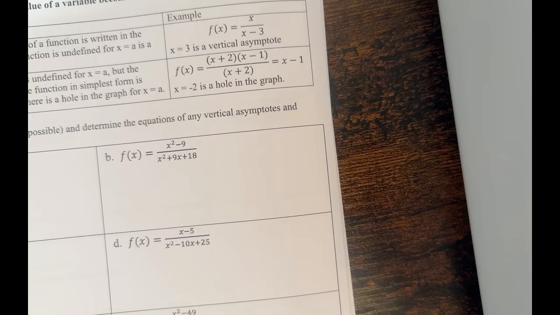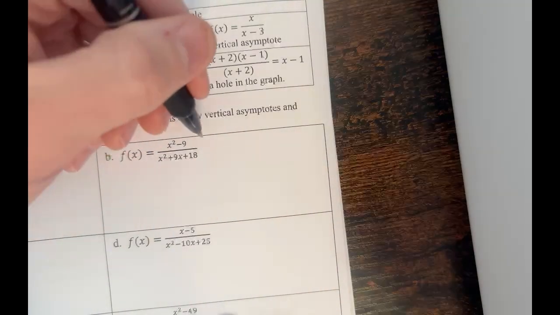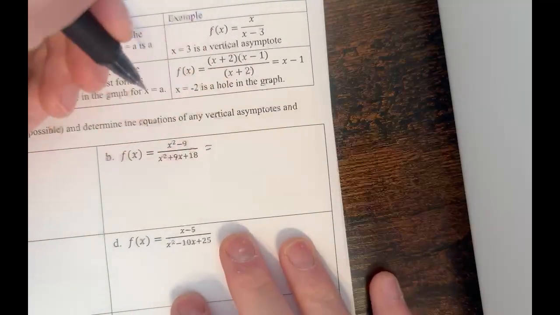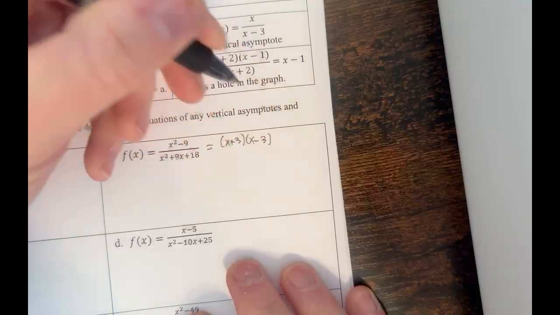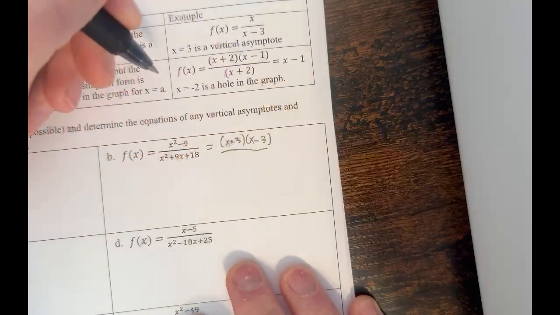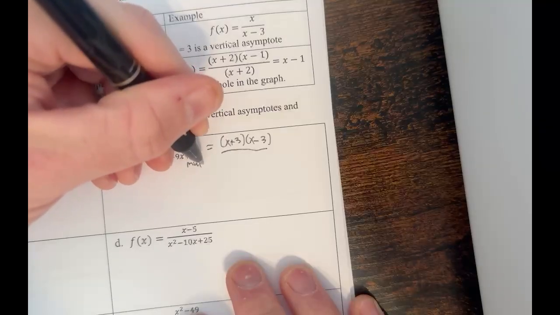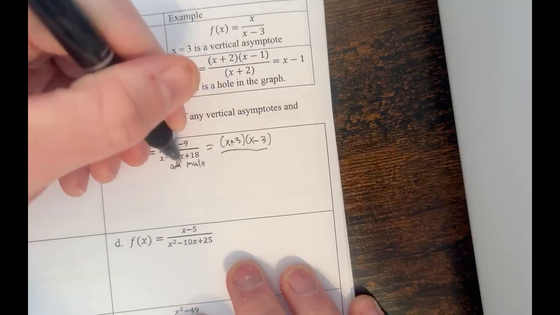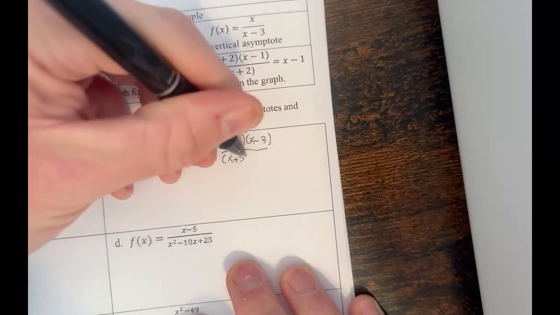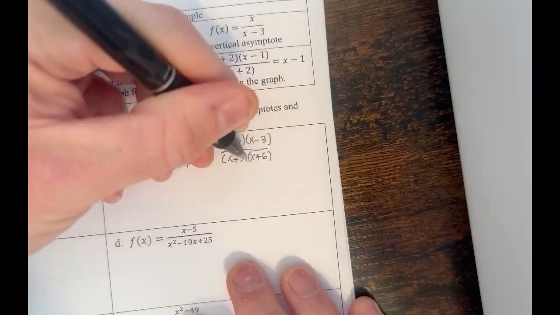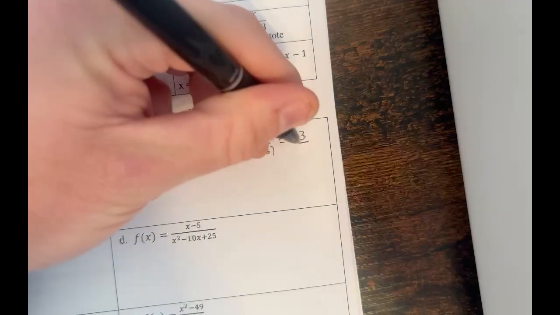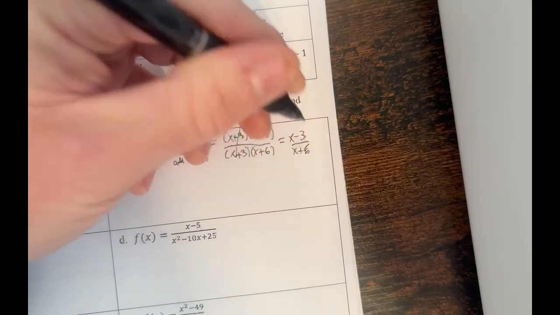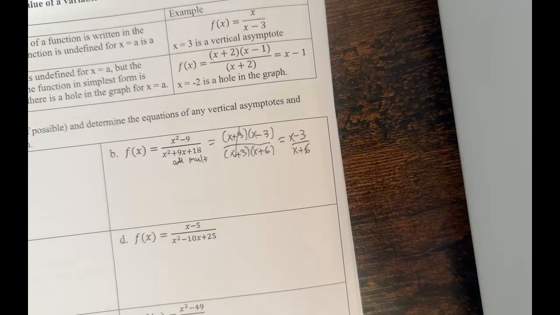So what you're going to do here is factor the top and the bottom. So x squared minus 9 is x plus 3, x minus 3, divided by what multiplies to 18 and adds to 9? What about 3 and 6? 3 times 6 is 18, 3 plus 6 is 9. This cancels, so I'm left with x minus 3 divided by x plus 6. So that's the simplified expression, okay?